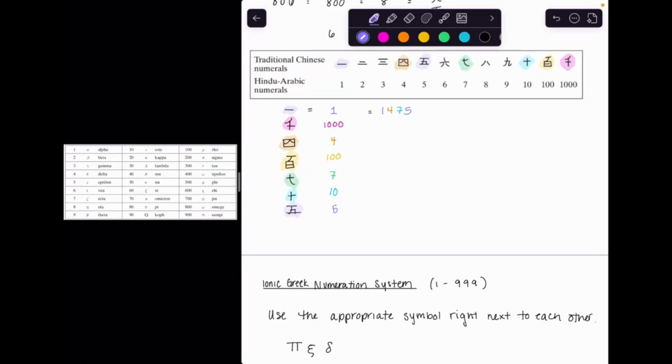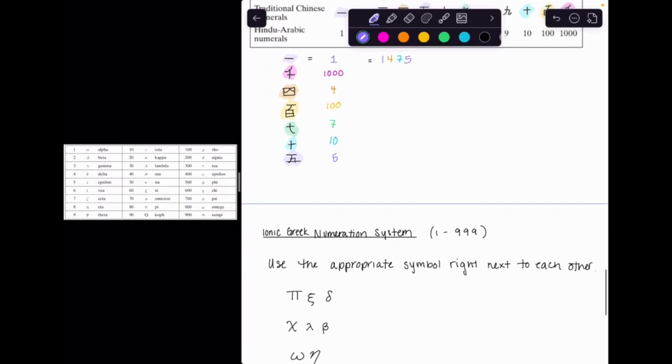So our very last system we're going to cover is the Ionic Greek numeration system, but we're only going to cover the numbers 1 through 99. This one's really nice because they basically have given us a Greek letter for each digit in every single placeholder up to 999. So we've got alpha, beta, gamma, delta, epsilon, vau, zeta, eta, and theta representing the digits 1 through 9. Then moving on for the tens place, you have iota, kappa, lambda, mu, nu, xi, omicron, pi, and koppa. And I could totally be mispronouncing some of these, so apologize if I am.